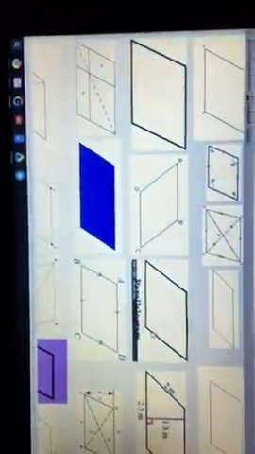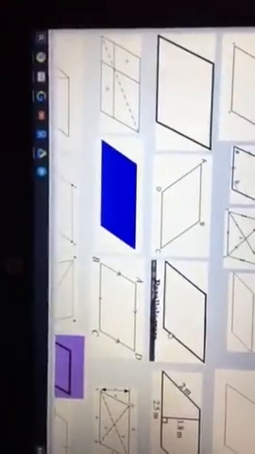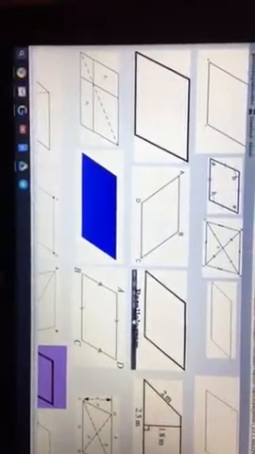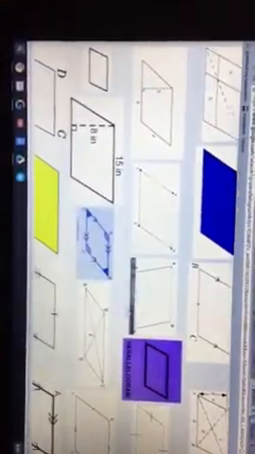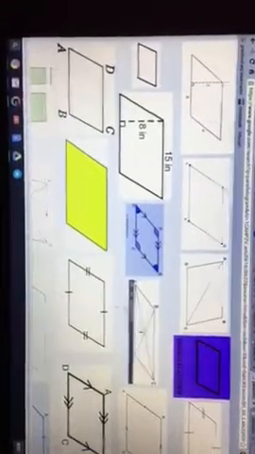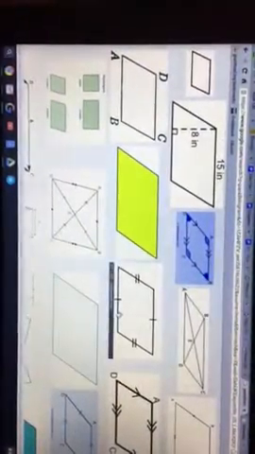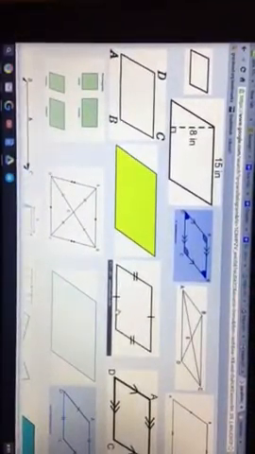So today, like I said, we're finding the area of a parallelogram. I have some pictures of parallelograms right here, and I want you guys to think about what you notice about these parallelograms. What do you notice about them? If we could pause it, tell your partner 3 things you notice about a parallelogram.